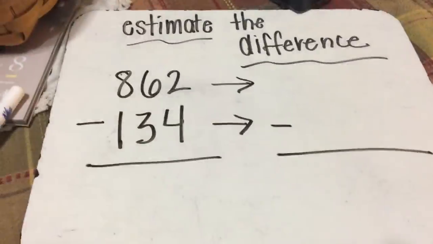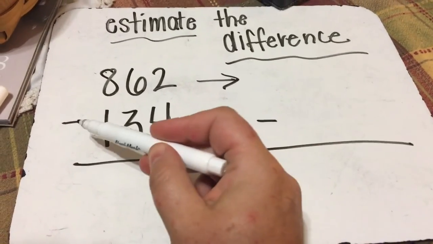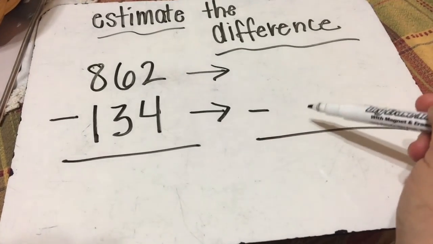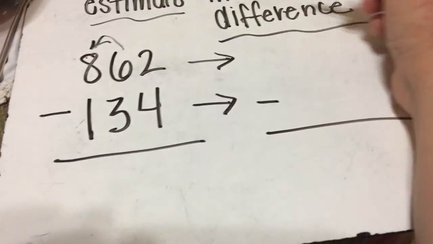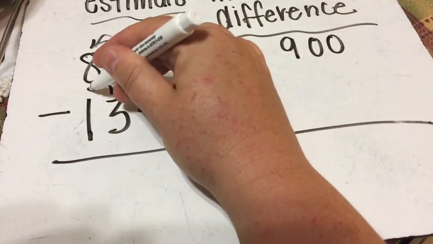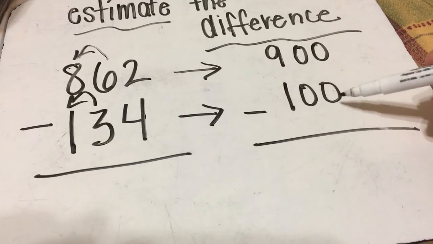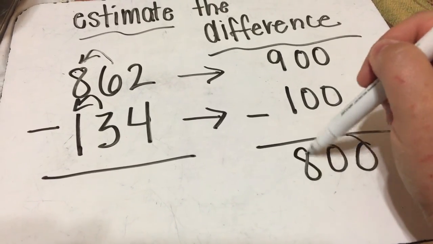The other thing that we did earlier this year is we estimated the difference, and the difference means we have to subtract, okay? So I'm gonna estimate the difference over here by rounding. The 6 tells the 8 to grow up to a 9. The 3 tells the 1 to stay the same. And I'm going to subtract 0 minus 0 is 0, 0 minus 0 is 0, 9 minus 1 is 8.